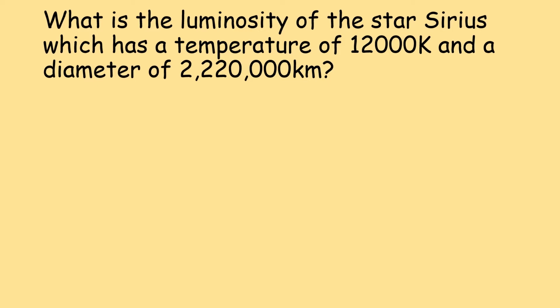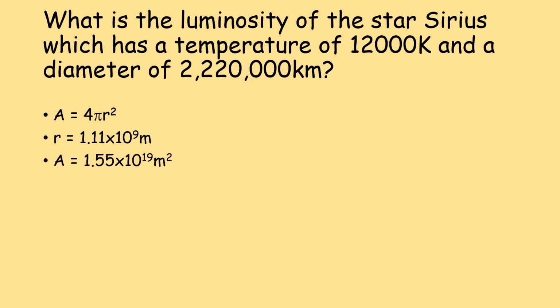So question 1, what is the luminosity of Sirius? It's got a temperature of 12,000 Kelvin and a diameter of 2.2 million kilometers. So we start out by finding the surface area. Now, A-level being A-level, it likes to trick you, and you have to look very closely at the units. Please notice that it's not 2.2 million meters, it's 2.2 million kilometers. Also, it's the diameter and not the radius. So if you're doing 4 pi r squared as your surface area, you can obviously substitute in d, but it becomes very tricky. We have to look at what the radius actually is. So in meters, that's 1.11 times 10 to the 9 meters. And that gives you an area of 1.55 times 10 to the 19 meters squared.